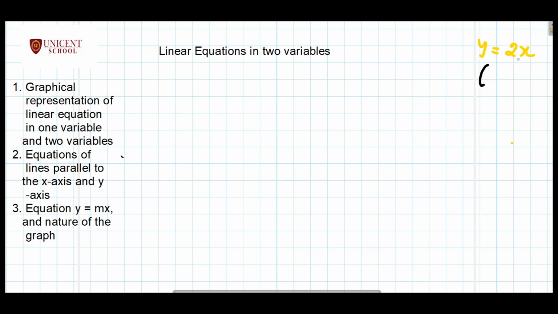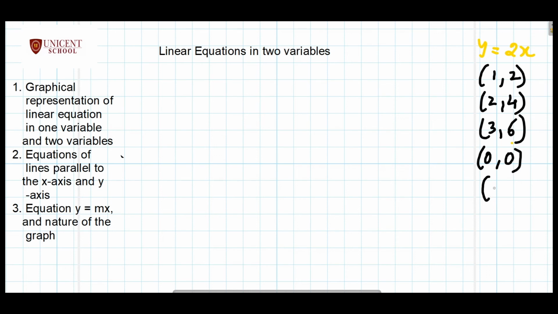So if x equals 1, y will be equal to 2. When x equals 2, y is 4. When x equals 3, y is 6. When x equals 0, y is also 0. When x equals 4, y is 8. In this way, we'll get an infinite number of solutions. Now, if I want to represent it graphically, let us see how it will be.